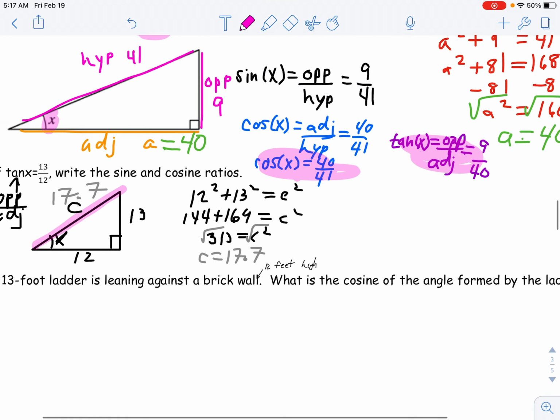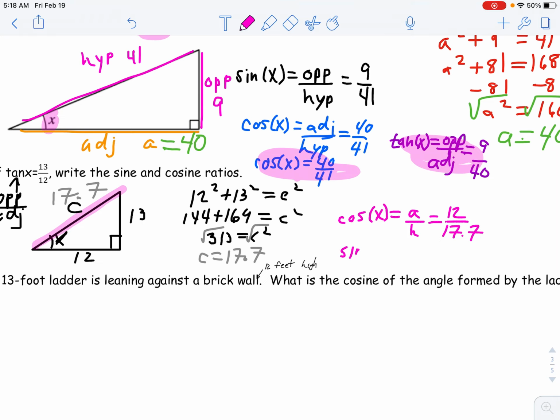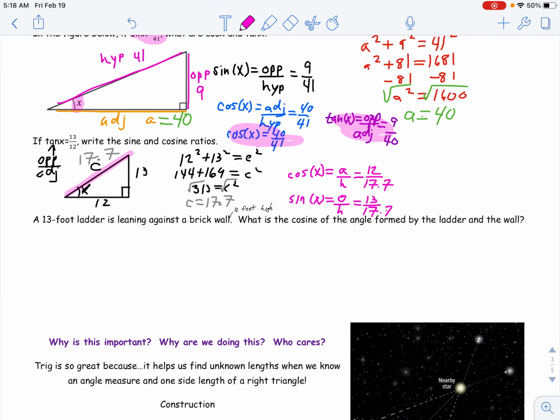All right, so then writing those ratios, cosine of x is adjacent over hypotenuse, which is going to give me 12 over 17.7. And then sine is going to be opposite over hypotenuse, so 13 over 17.7. Cool beans. All right.